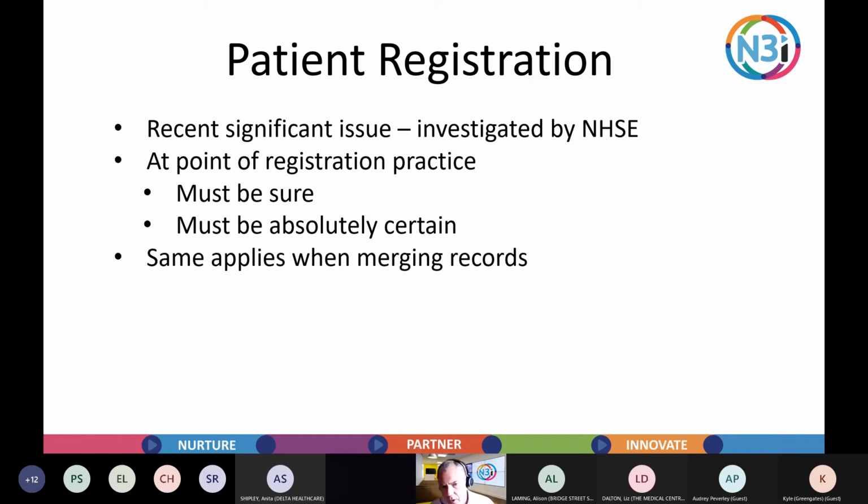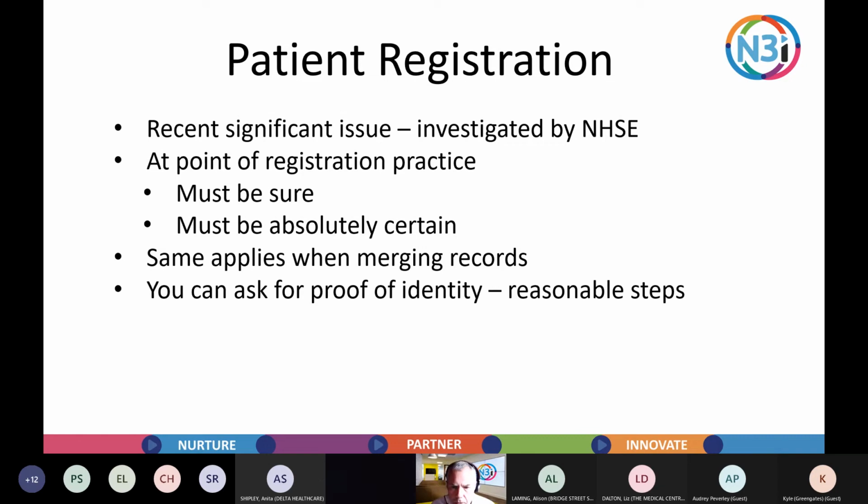But with merging records and that initial registration, please try to be as certain as you can about who you're dealing with, and ask staff just to take that extra bit of care. And I know that you're incredibly busy, lots of other pressures going on, but this is really important.